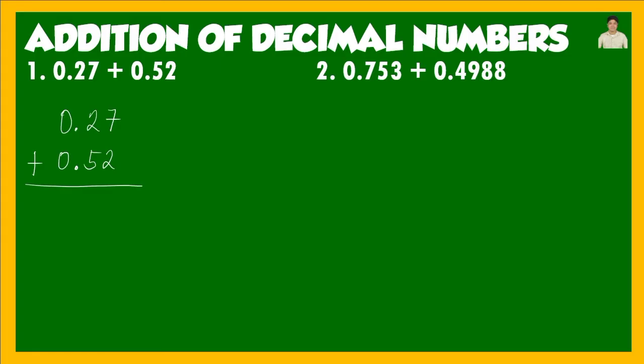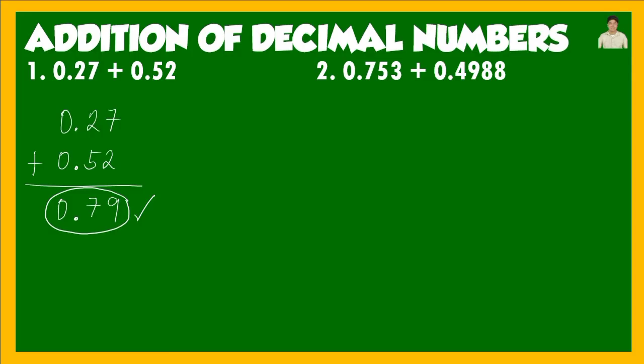Mag-i-start po tayo dito sa dulo. 7 plus 2, the answer is 9. 2 plus 5, we have 7. And then, 0 plus 0, that is 0. And then, isulat natin yung decimal katapat mismo. Our final answer is 0.79 or 79 hundredths.